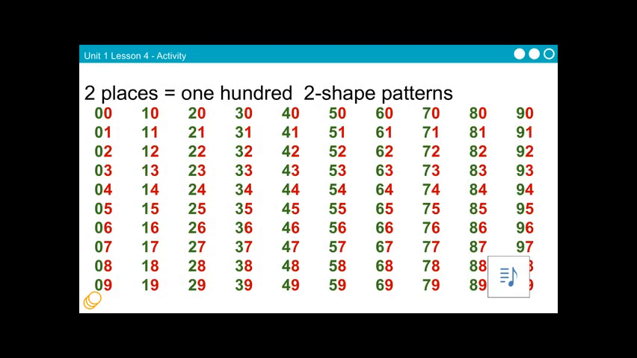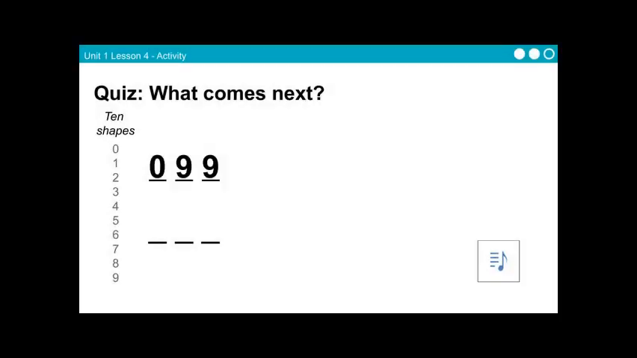With two place values, we can make how many unique two-shape patterns? 100? Exactly 100. These are the numbers 00 through 99. But what happens when we count up to the last shape? A really quick quiz. What comes after the number 99? Everyone take 1 minute to think about it and raise your hand on Zoom if you think you know. Also complete this question on Google Classroom and submit.